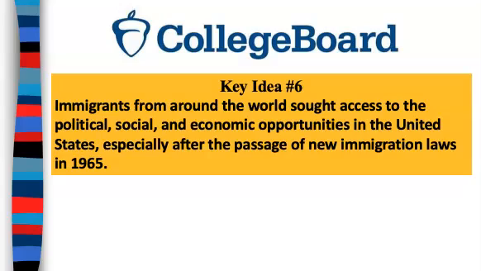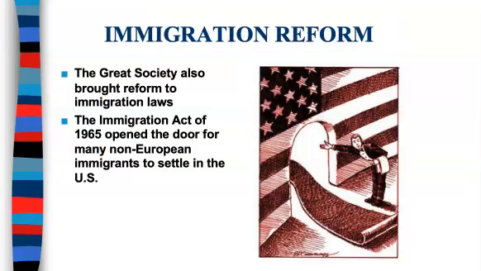Immigrants from around the world sought access to political, social, and economic opportunities in the United States, especially after the passage of new immigration laws in 1965. Now, as part of the Great Society, we're going to see immigration reform. And so in 1965, they passed what is called the Immigration Act of 1965.